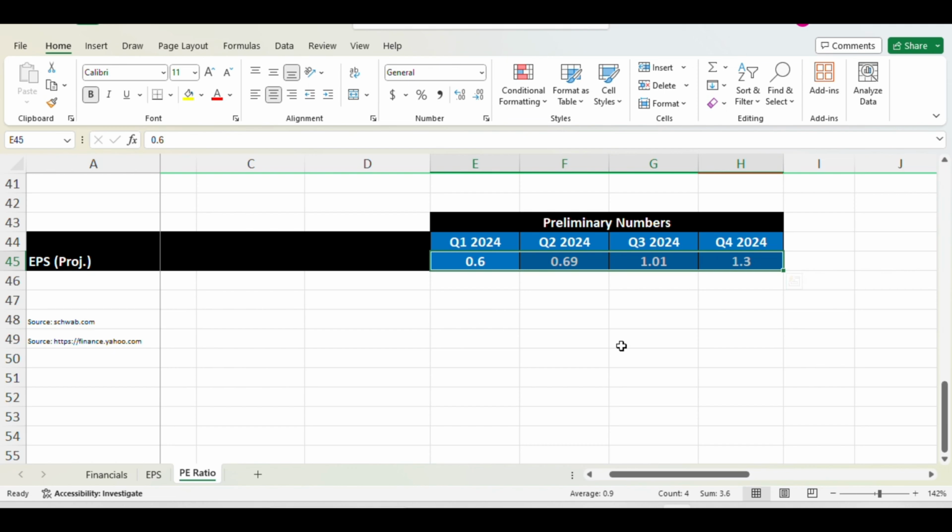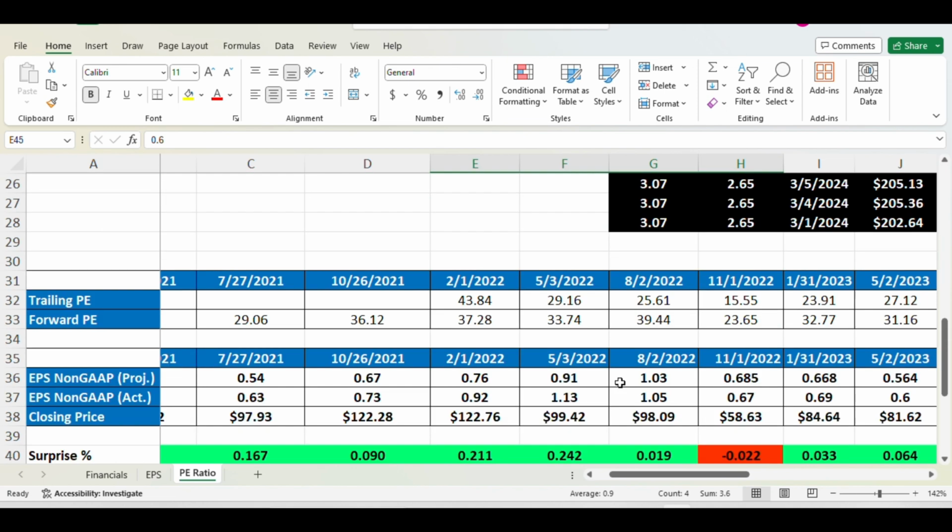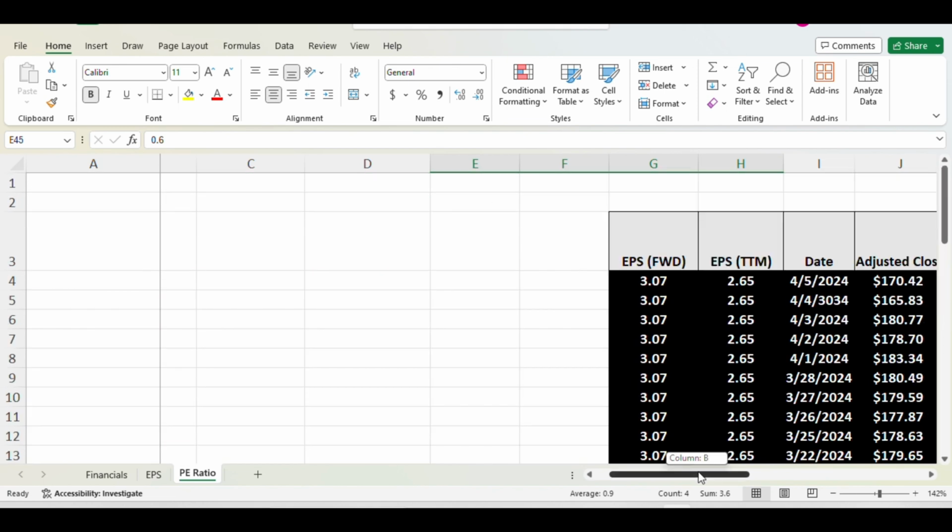And that's all regarding AMD stock price projections before the next earnings.